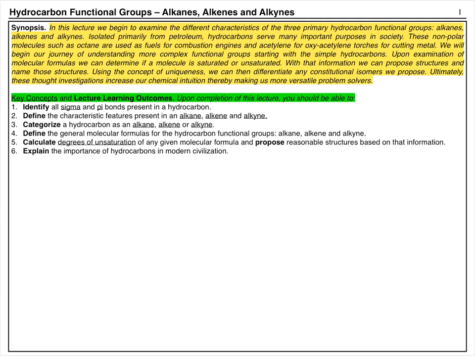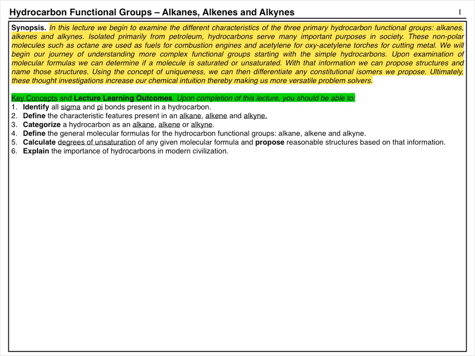In this screencast, we're going to look at hydrocarbon functional groups consisting of alkanes, alkenes, and alkynes. So hydrocarbons are nonpolar molecules typically isolated from petroleum, and they serve many important purposes in society. So, for example, octane is used as fuel for combustion engines, and acetylene gas is used in oxy-acetylene torches for cutting metal.